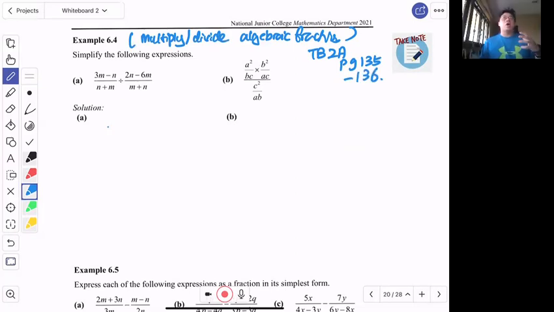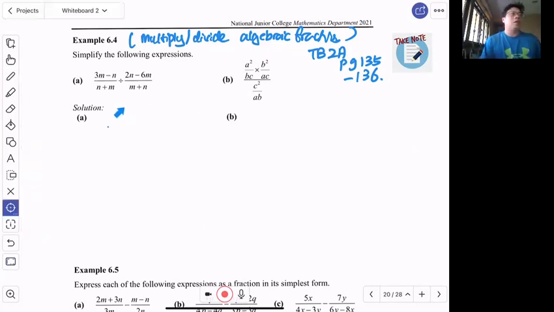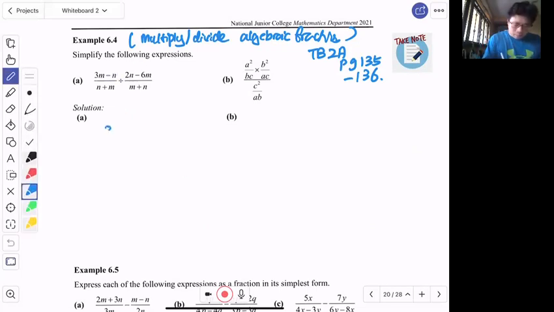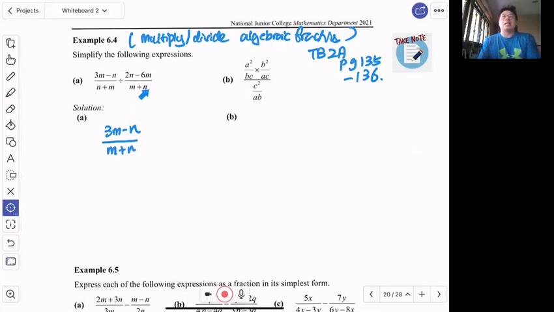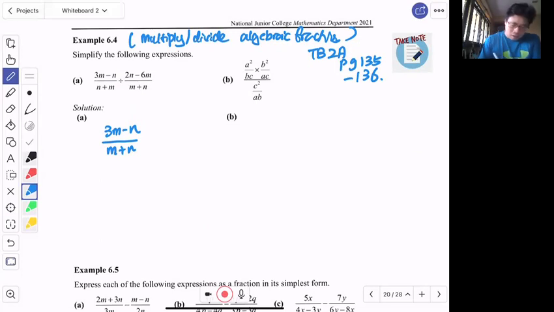The idea is that when we multiply or divide algebraic fractions, we don't have to create a common denominator. So first one, (3m minus n) over (m plus n). There's a reason why I swap the two, because I see that they are the same. For divide, I can change to times. If you're lost, just text me and I will go through again. So don't be shy. 2n minus 6m.